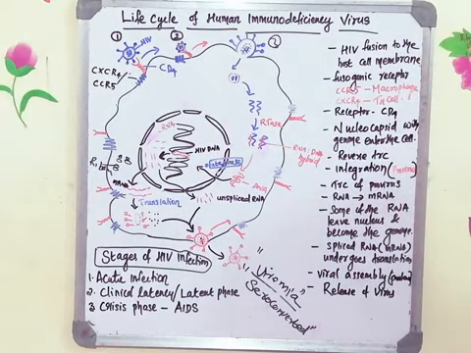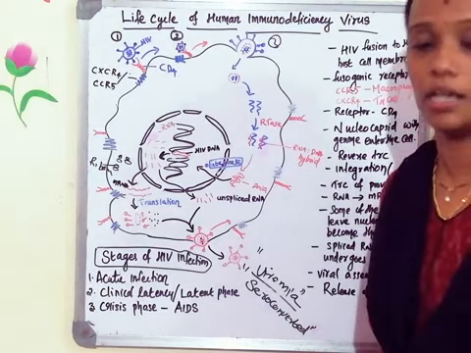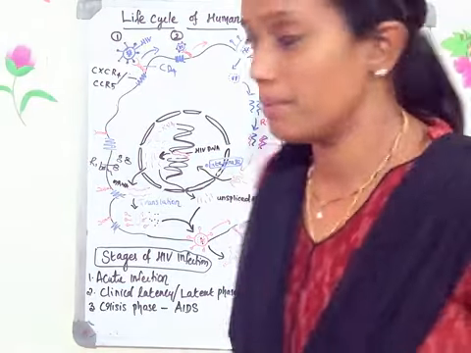So lymph nodes are the predominant location for the infected cells. All the T helper cells which are infected with the HIV virus will be located in the lymph node, and thereby you can see lymphadenopathy. This is also an asymptomatic stage.